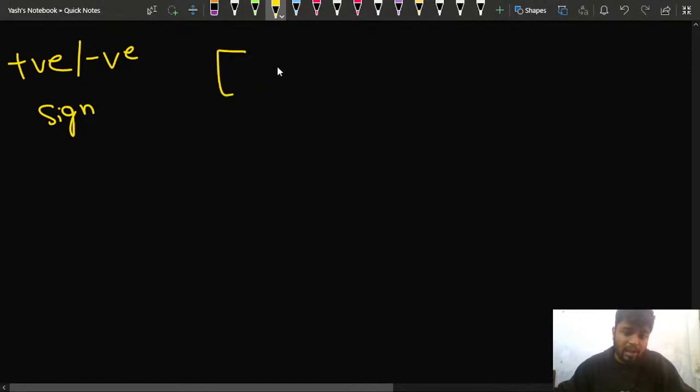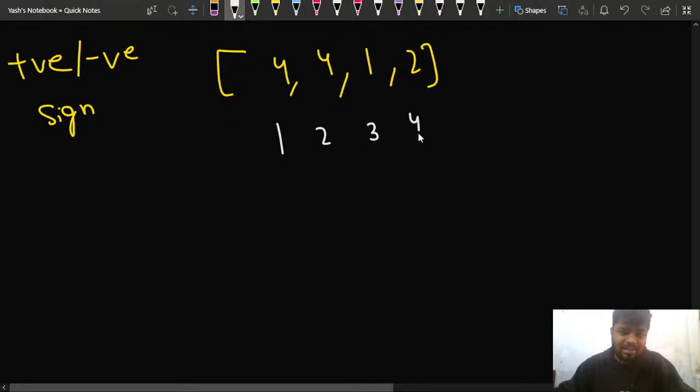Now, what do I have? I have 4, 4, 1, and let's say 2. And for the original array, let me mark the indexing. So index is 1, index is 2, index is 3, index is 4. Now what I can say is this is the array ARR and this is the index.